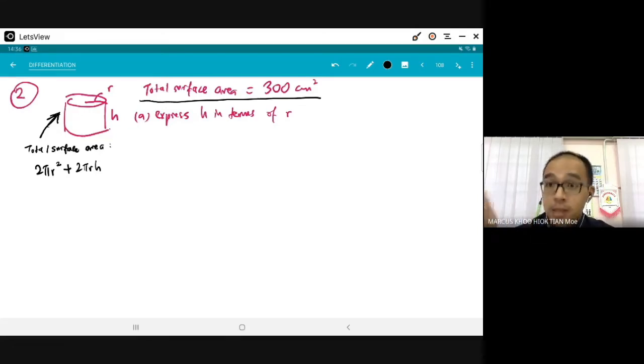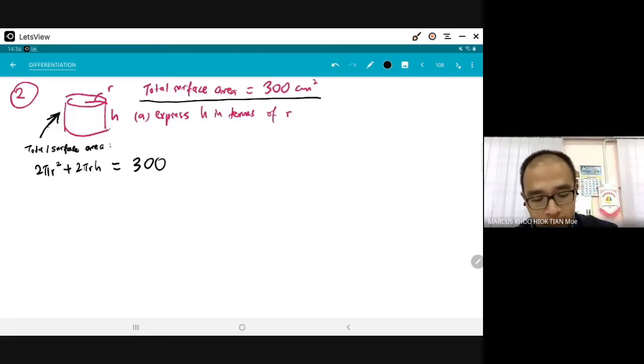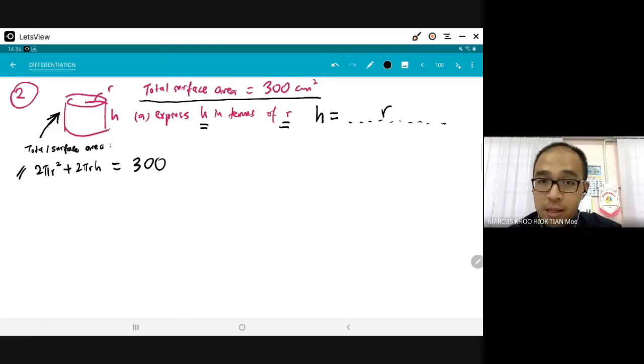So we know that 2 pi r squared plus 2 pi r h equals 300, the total surface area. I'm going to start with this. The question is to express h in terms of r. That means I have to change this so that I get h equals blah blah blah, and inside the blah blah blah is the letter r, whether once, twice or three times, doesn't matter. As long as on the left side is only h, and everything else is on the right side.